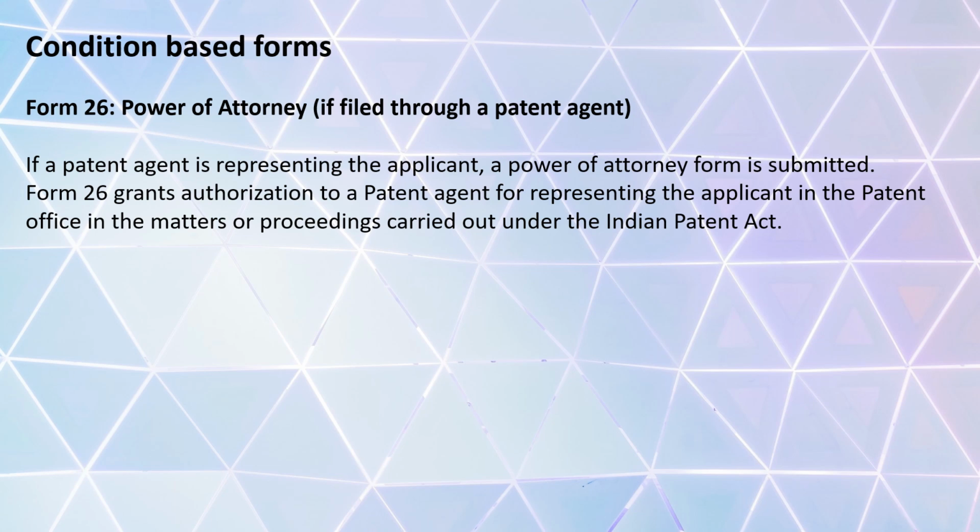So form 26 is required when you are hiring a patent agent or a patent attorney, and form 26 basically gives the authorization from the applicant to the patent agent to do all the formalities and receive the communication from the patent office and do whatever is necessary to get the patent granted. Okay, so that is form 26, which is one of the condition based forms.